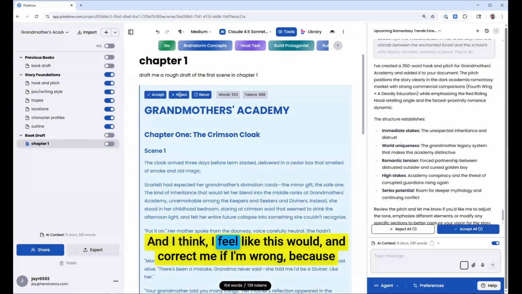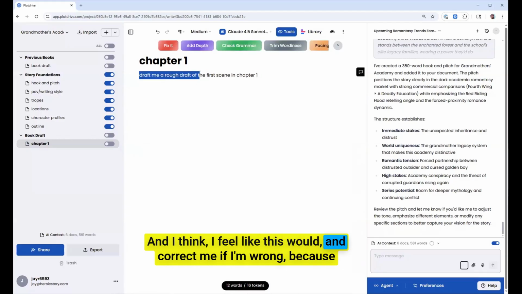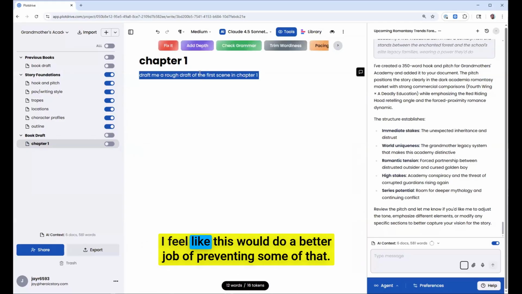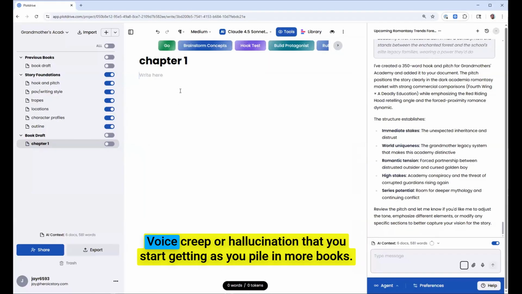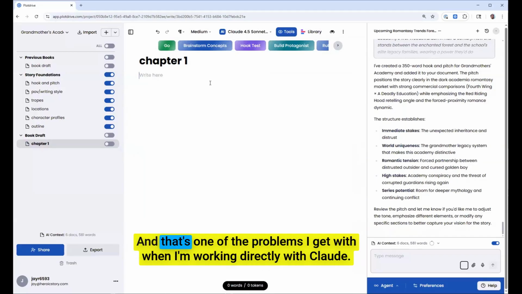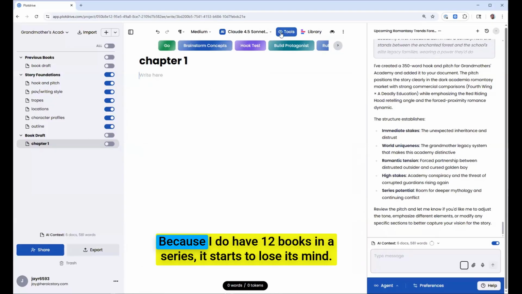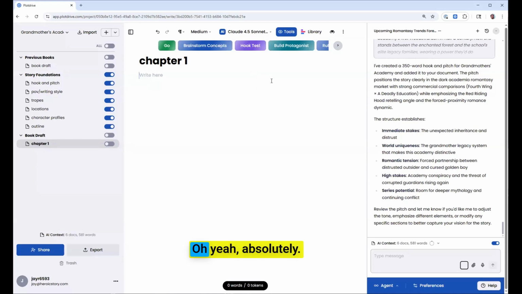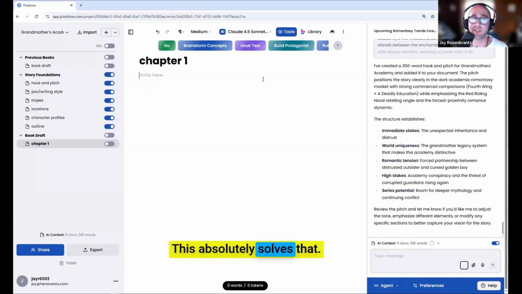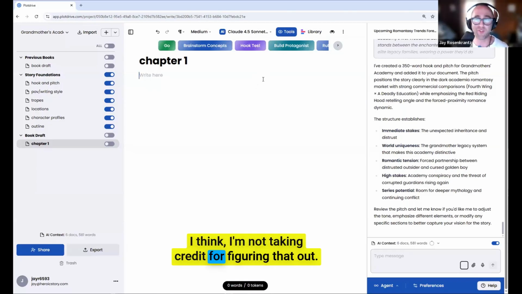And correct me if I'm wrong, but I feel like this would do a better job of preventing some of that voice creep or hallucination that you start getting as you pile in more books. That's one of the problems I get when I'm working directly with Claude, because I do have 12 books in a series. It starts to lose its mind. Oh yeah, absolutely. This absolutely solves that. I'm not taking credit for figuring that out.